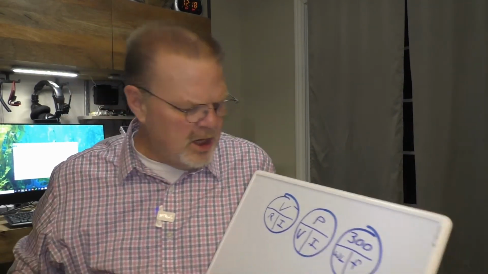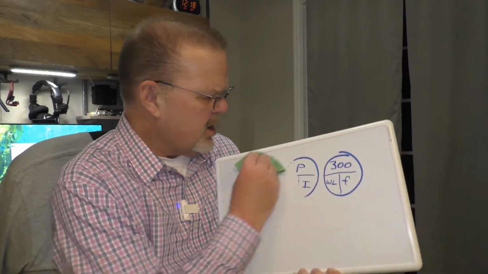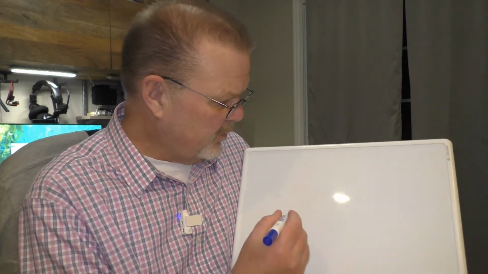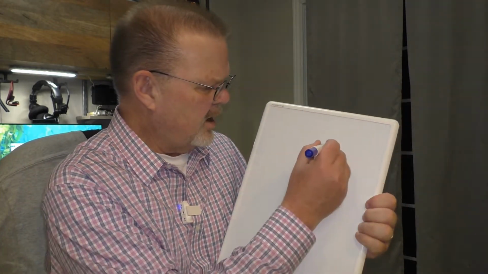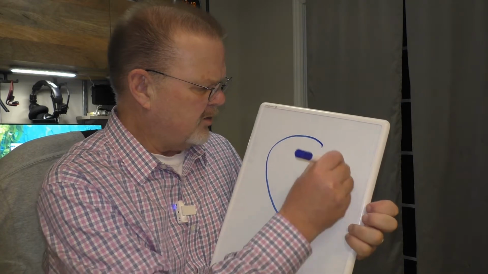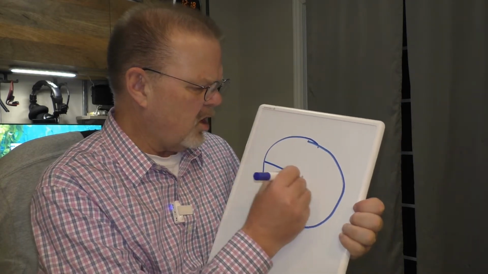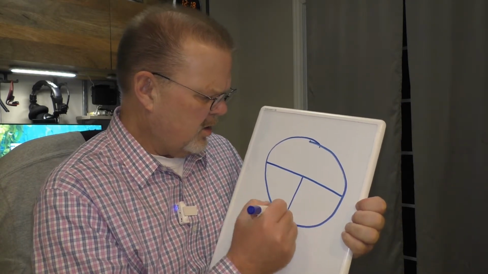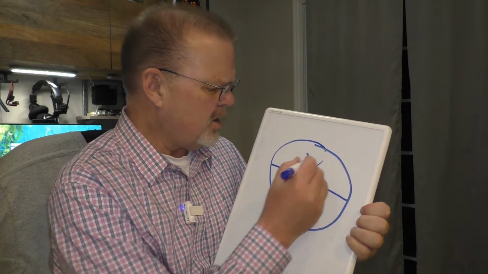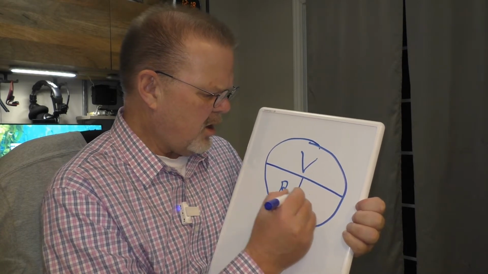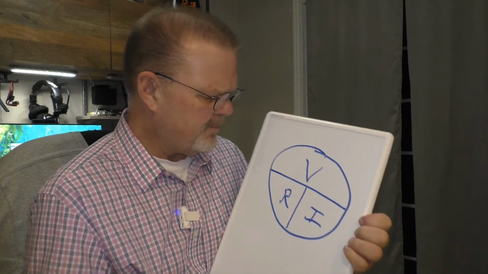Now, I'm going to clean this off, and we're going to blow each one of these up so you can see them better, because I know it's real hard to read, especially if you're on a smaller screen. So, let me put this like this. We're going to make a big circle. We're going to talk about Ohm's law in this one. Okay, so we got our V up here, got our R there, we got our I there.